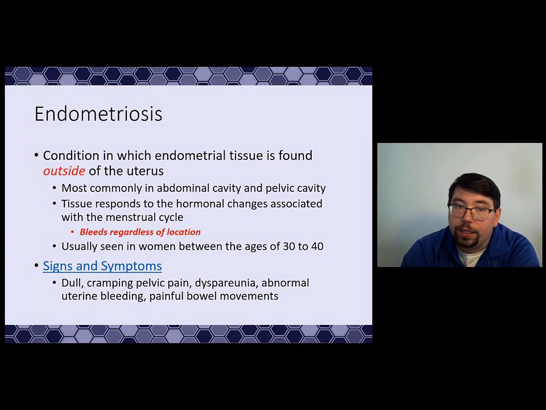Endometriosis, now we're talking a little bit different. Endometriosis is the condition where endometrial tissue is found outside the uterus. We talked about this a little bit earlier in a previous video. It's most common in the abdominal and pelvic cavities, and the tissue still responds the same as any other tissue of the uterus in regards to changes in the hormonal or menstrual cycle. It's going to bleed regardless of its location, either in the pelvis or in the abdominal cavity. Usually it's seen in women between ages 30 to 40. I've seen it a little bit later, and I've seen it a little bit earlier as well. Most of the signs and symptoms are dull, cramping-like pelvic pain, dyspareunia, abnormal uterine bleeding, and painful bowel movements as well.